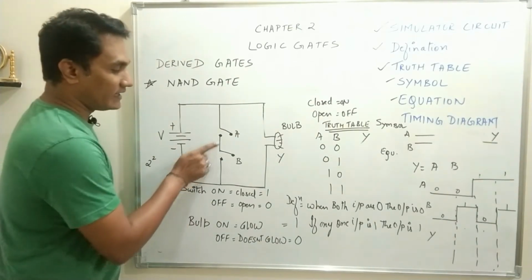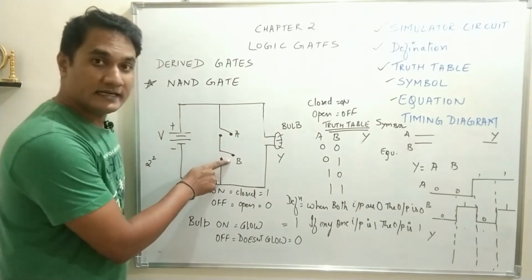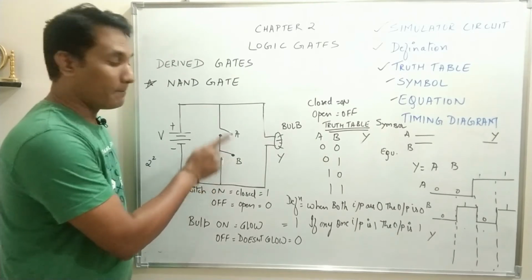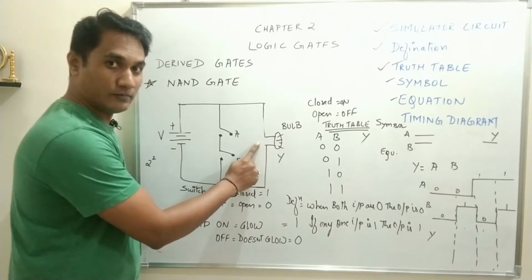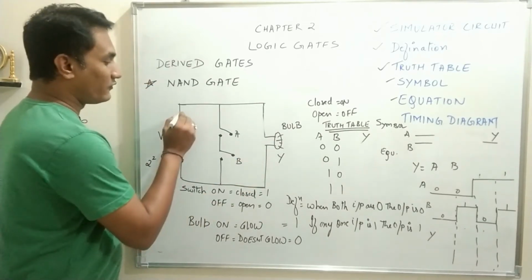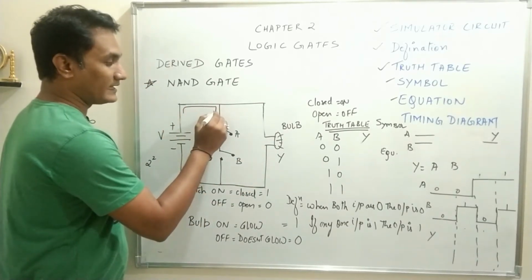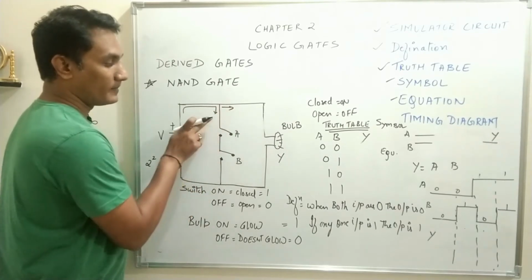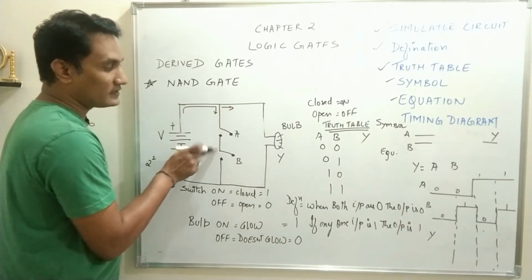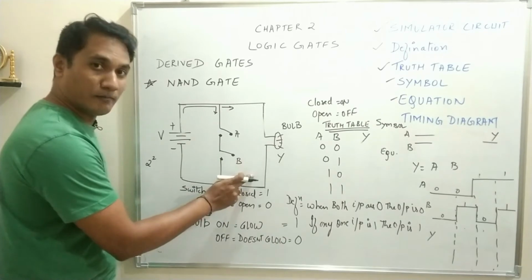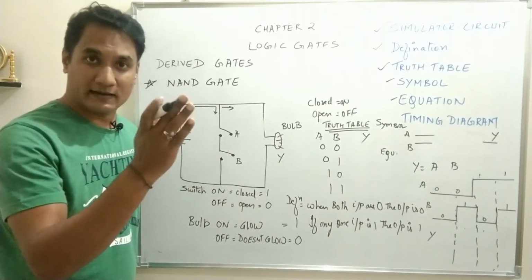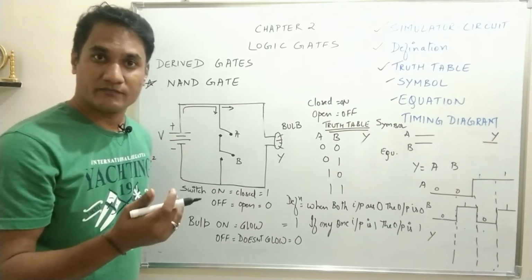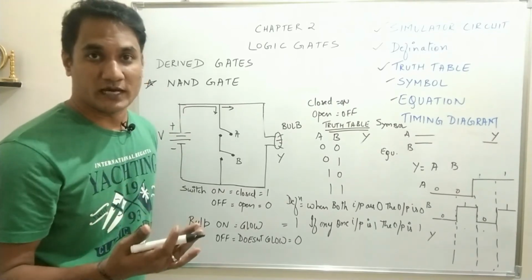So this is the first one, that is derived gates, NAND gate. What you can see is, again, the two switches are connected in series, but they are connected in parallel to the bulb. So now when the current flows like this, it will have two paths. Either it will flow through the switches or it will flow through the bulb.